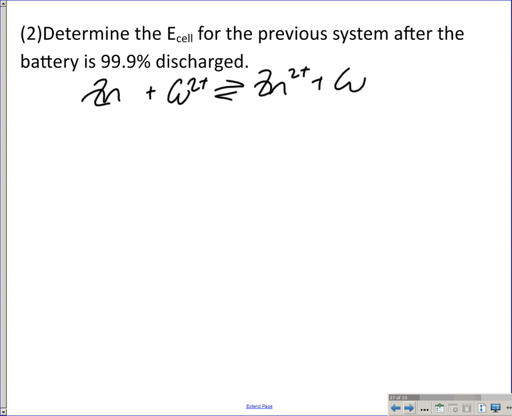Our new equilibrium has too few reactants and too many products. Which way should it shift? What should happen to E cell? It should decrease. I'll prove that to you now. Theoretically or logically, that should make sense.